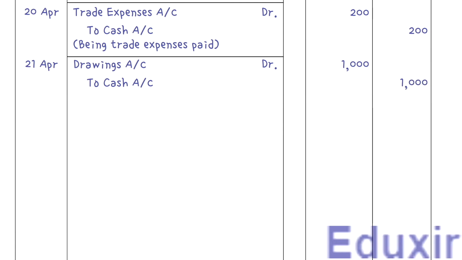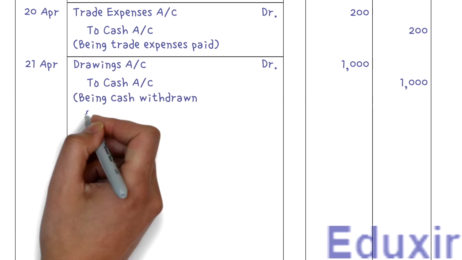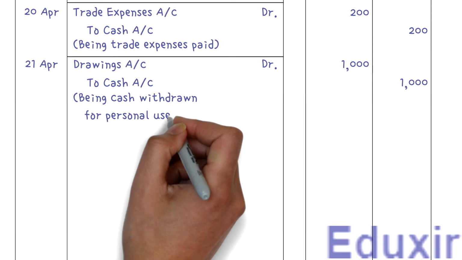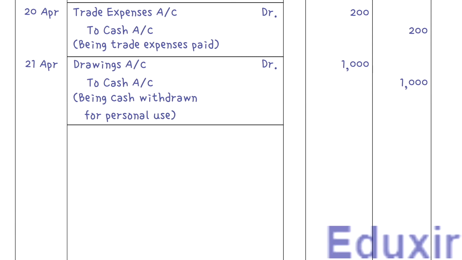Let us now record the narration or description of this transaction, that is, being cash withdrawn for personal use. Let us now draw a line to mark the completion of generalizing of this transaction. With that, we have completed the generalizing of this transaction. Let us now take up the next transaction.